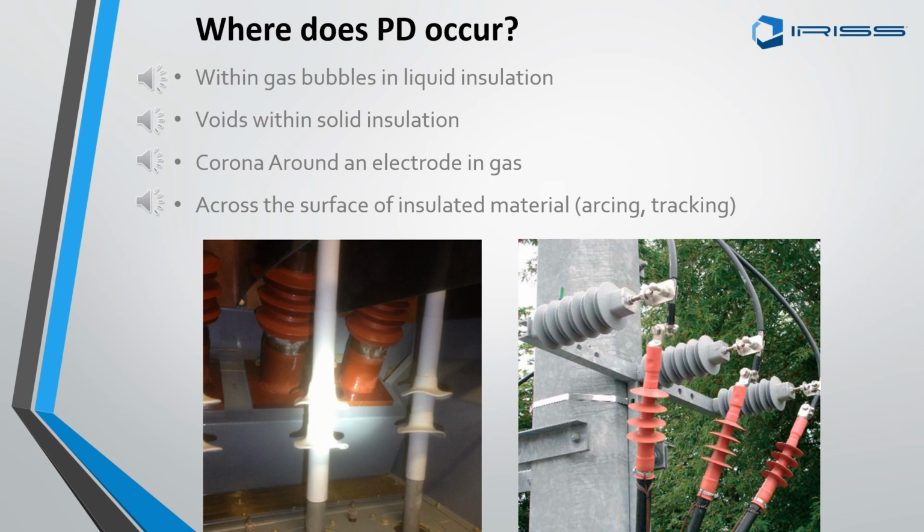And we can have different types of partial discharge. There could be gas bubbles within a liquid insulating material. We could have voids within a solid insulation. We could have corona occurring around an electrode in gas, usually air. Or we could have surface tracking or arcing across the surface of an insulating material.